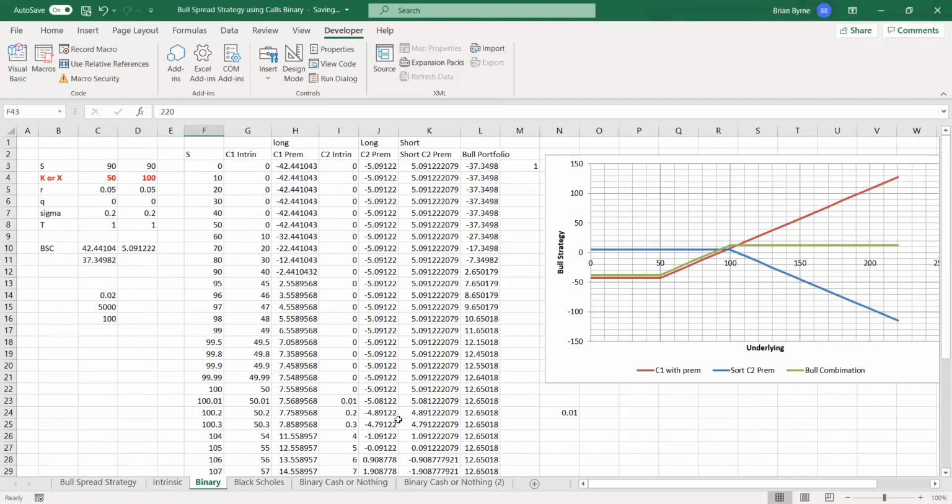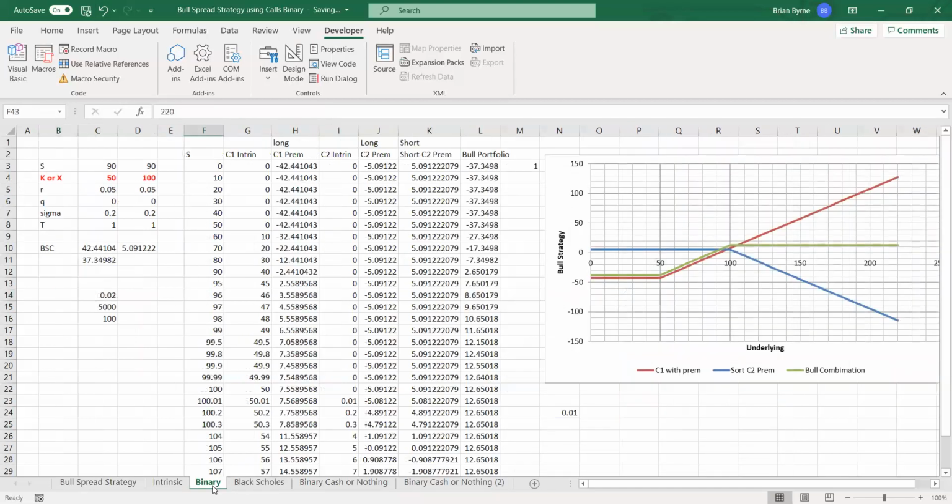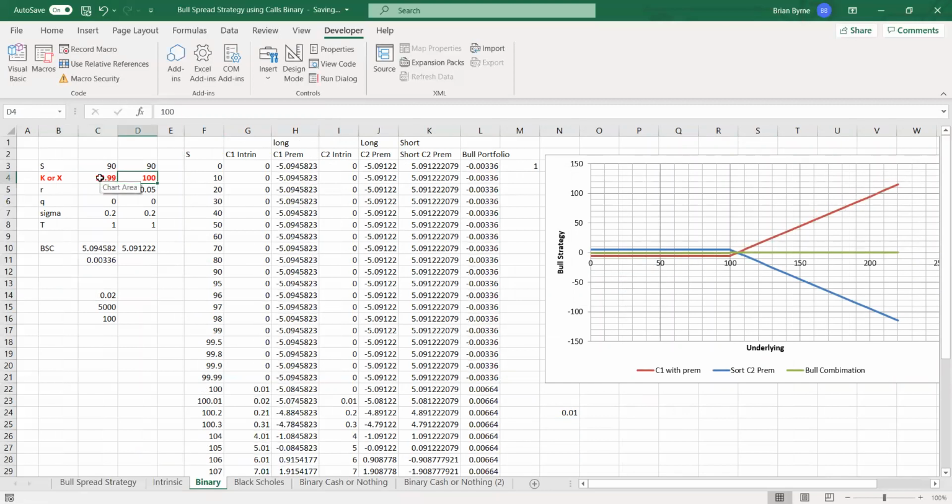Okay, to replicate or mimic the behavior of the binary option, we want to see if we can mimic the cost of setting up the strategy, the premium, and then the payoff that we have here. So a couple of things then. We changed this to 99 to get the exercises as close as possible to each other, and that will give us what looks like a straight line.